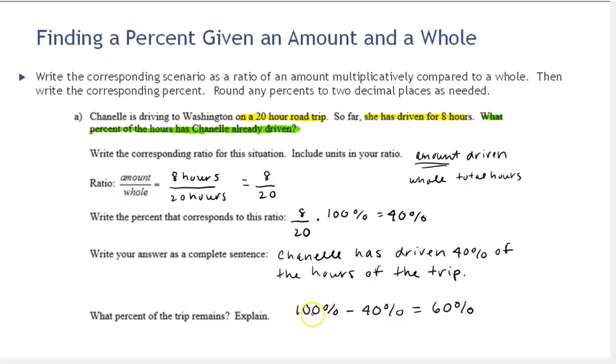Okay, so you can subtract percents like this. Remember, 100% means 100 out of 100. 40% means 40 out of 100. To subtract fractions, we subtract the numerators, keep the denominator, and 60 over 100 is equivalent to 60%. Okay, so the two parts, what she's driven and not driven, add up to the total trip. Let's look at the next one.